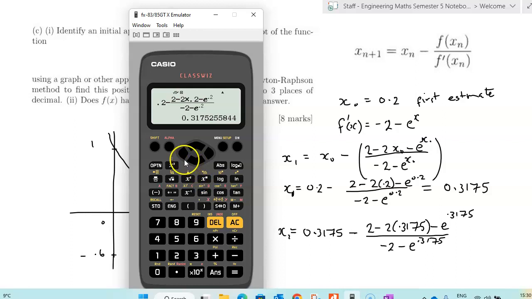So the sort of lazy way that I'm going to do it is I've got the calculator sitting here. I'm just going to go back, and everywhere I've got a 0.2, I'm going to delete it and say 0.3175. And then the very first one. Okay. Now all the x's are now 0.3175. And for my answer here, I get 0.3149 to 4 decimal places. That's fine. 0.3149.